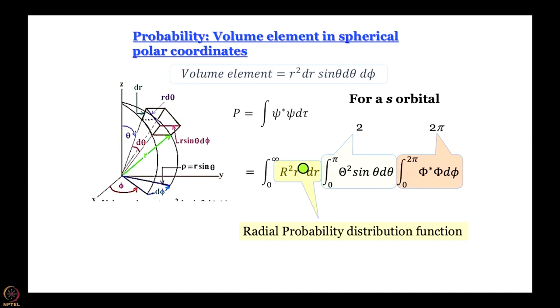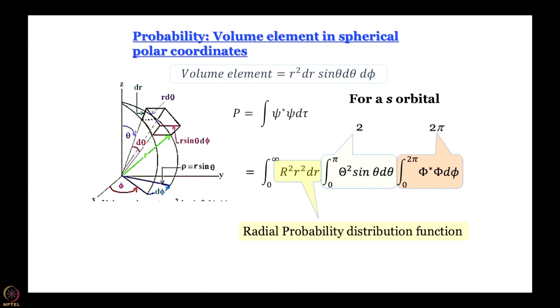So, from there we have realized that it is not enough to talk just about capital R square. You must talk about capital R square multiplied by small r square if you are going to understand what kind of probability density is there along a radius. They will be modulated by the theta and phi dependent parts. We will come to them one by one.